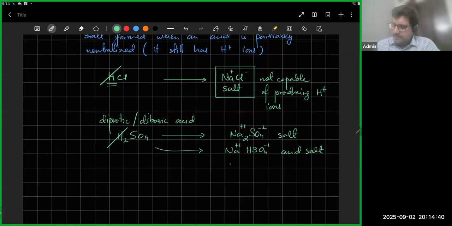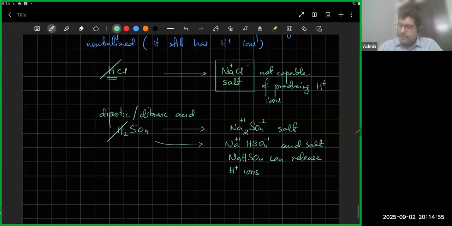So here NaHSO4 can release or produce H plus one ions. Hopefully everyone knows that when you release H plus ions, that's what an acid is. Okay? So that is what an acid salt is.